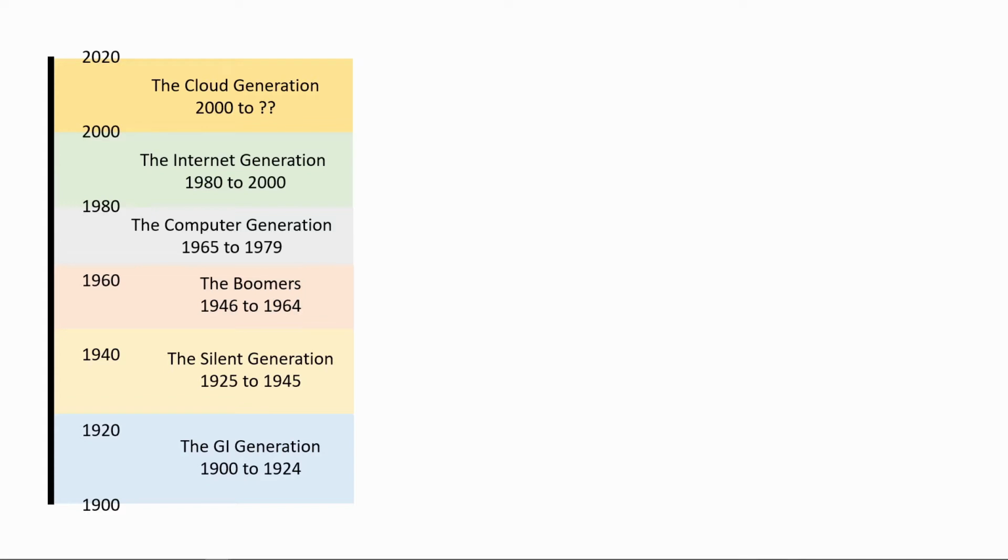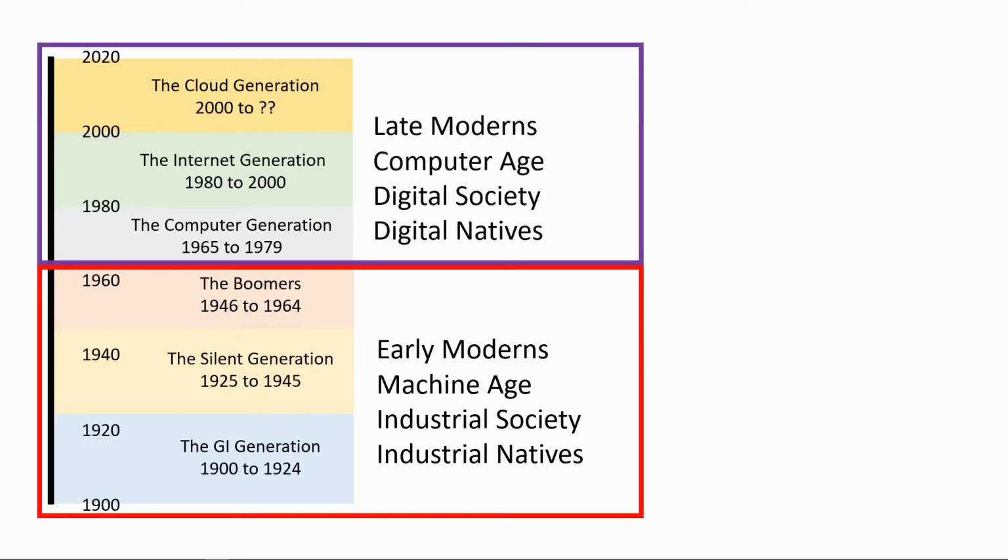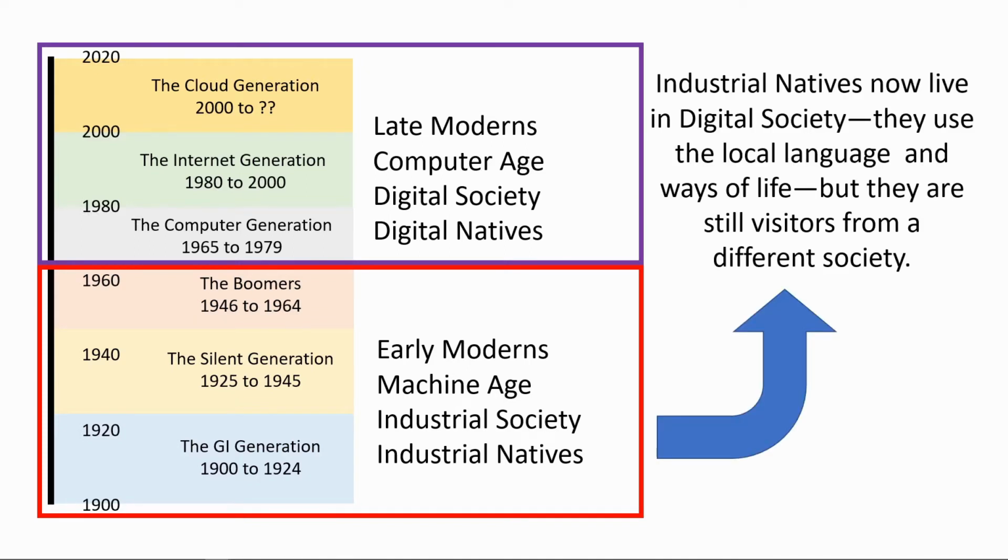This list of 6 generations can be seen as the older generations, who are industrial natives, and the younger generations, who are digital natives. This allows us to see how the older generations understand reality differently than the younger generations, even if all the generations are now living in a late modern society. All of this was explained and unpacked in the first video in this series.